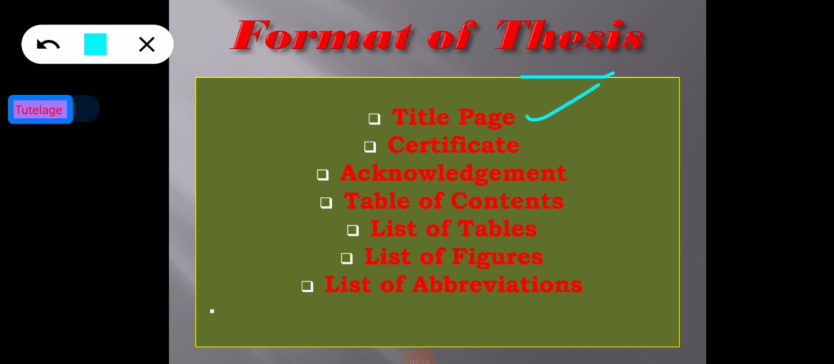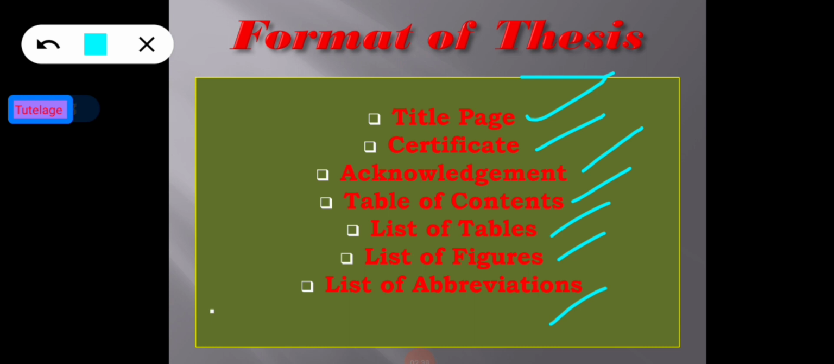The first page is the title page, the second page is the certificate, the third page is the acknowledgement, the fourth page is the table of contents, the fifth indicates the list of tables, the sixth indicates the list of figures, and the seventh indicates the list of abbreviations which are used in the thesis or dissertation. Okay, so it is important to remember this sequence.